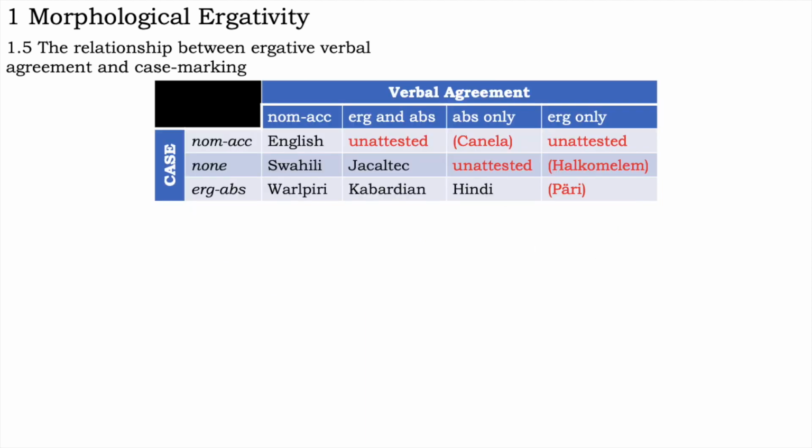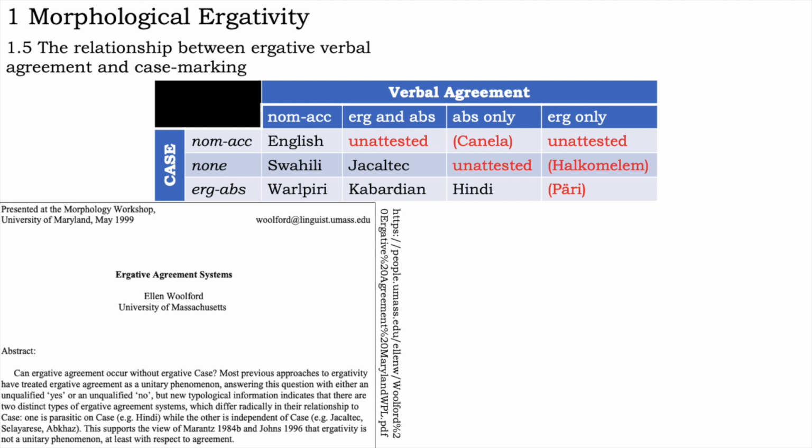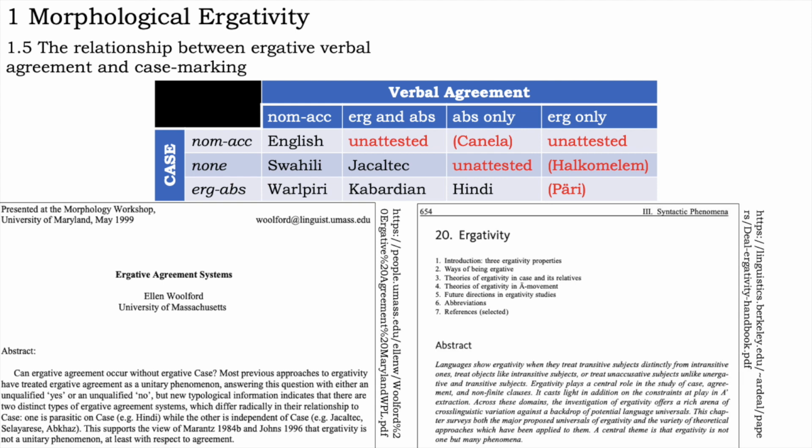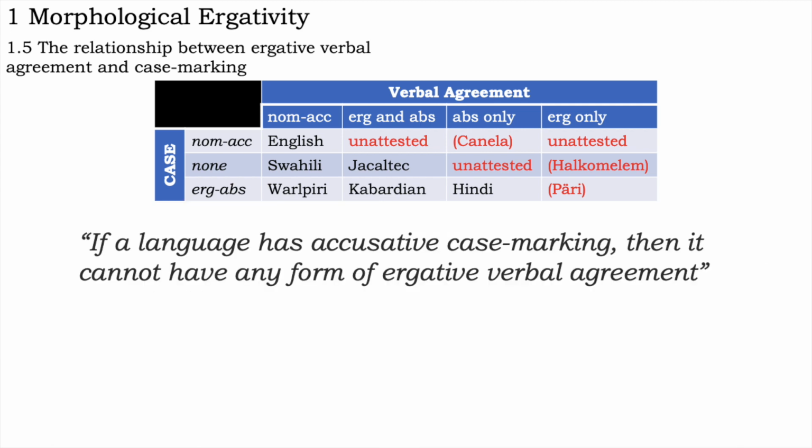based on Ellen Woolford's paper Ergative Agreement Systems and Amy Deal's Ergativity Handbook. The various cases here can be summarized as a universal. If a language has accusative case marking, then it cannot have any form of ergative verbal agreement. However, there are a few subtleties to be aware of here.